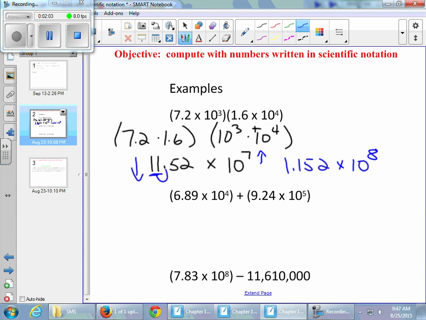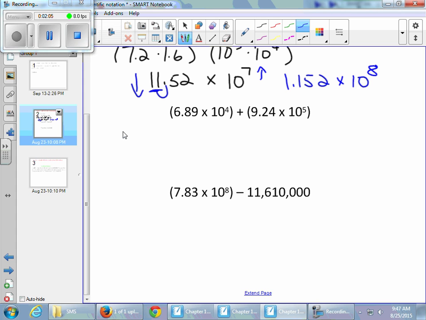Okay, moving on. Our next one is an addition problem. 6.89 times 10 to the fourth plus 9.25 times 10 to the fifth. Here it's not as simple. We can't just pull them out and add them together. We have to make sure our exponents are the same number. So we either have to make one a 5 or the other one a 4. And let's bump up. Let's make our 9.25 times 10 to the fifth a 4.